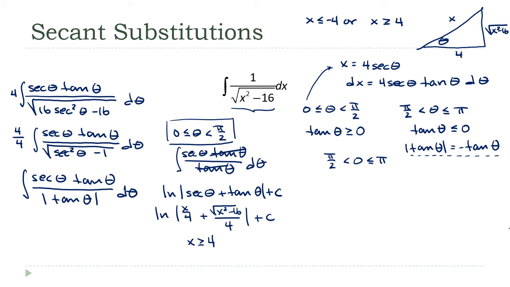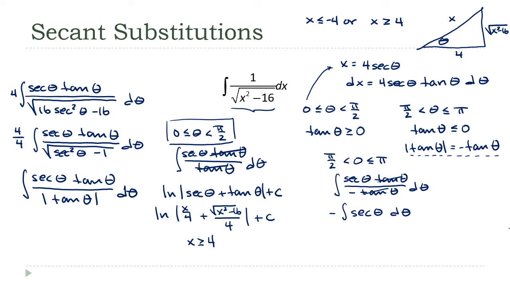We're going to replace tangent of theta with negative tangent of theta, and the integral becomes the integral of secant theta tangent theta over negative tangent theta d theta. We get the same cancellations, and this is now just the negative integral of secant theta d theta. So compare that to what we had on the other side. It's the exact same thing, except for that minus sign out in front.